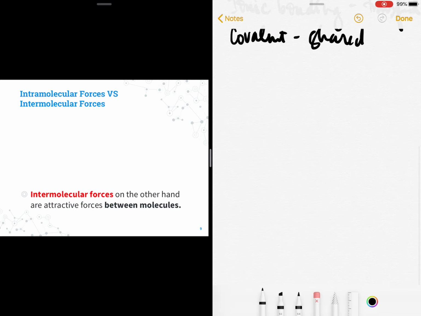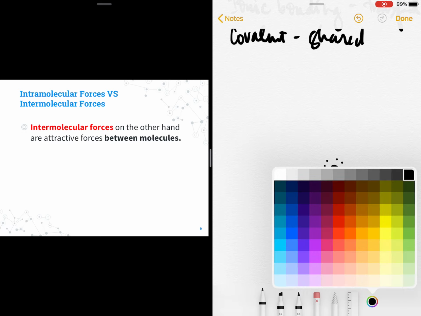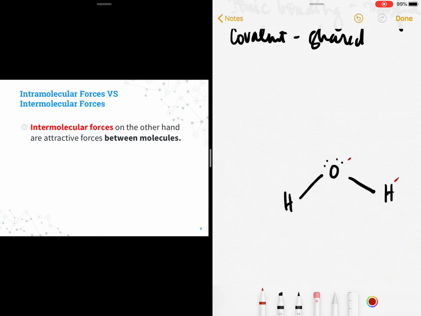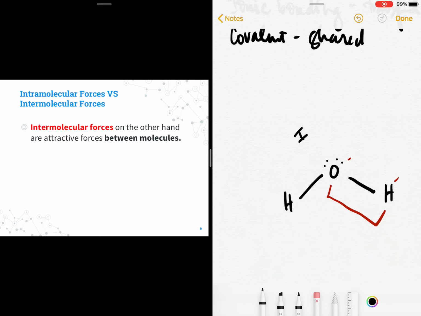Now let's go to intermolecular forces. Intermolecular forces, on the other hand, are attractive forces between molecules. Say you have another water molecule here. We already know that when the force acts within the molecule, between one atom and another, this is intra. Now, how about inter? For inter, you have another molecule of water here. It attracts with another molecule.